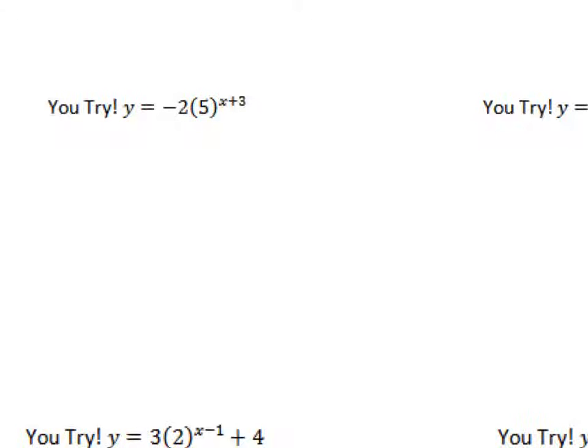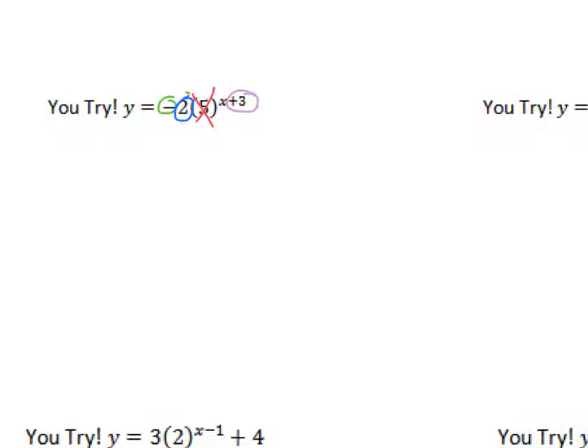So let's start with the first one. Remember, the number that's the base does not affect us in transformations. It only affects us in growth or decay. So I've got a negative, I have a 2, and then I have a plus 3. So here you should have had 3 different transformations listed.